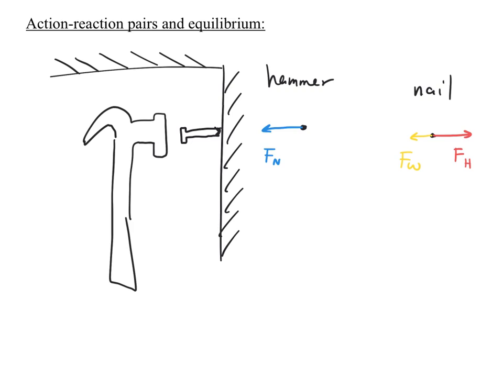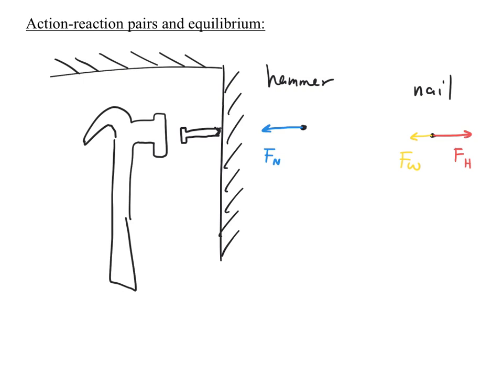Recoil is the concept that the gun is propelling the bullet forward, so the bullet wants to propel the gun backward. That's the action-reaction pair. So you feel this recoil, this force backward on you, just like the hammer.